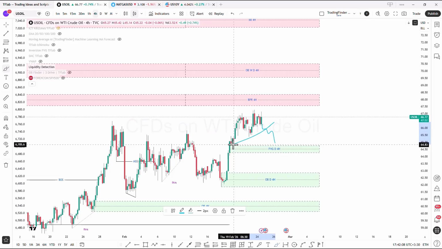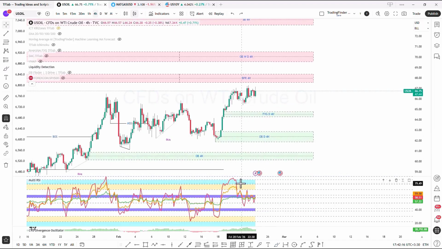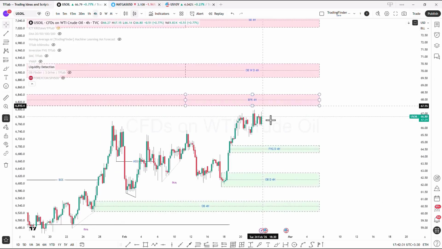Enter a bearish phase, accumulate liquidity on the sell side, and eventually enter the daily fair value gap zone. Also, by analyzing the multi-RSI indicator in TradingFinder, we can observe a divergence within the price. The RSI is decreasing, which can be considered as a confirmation for the potential decline in oil prices.